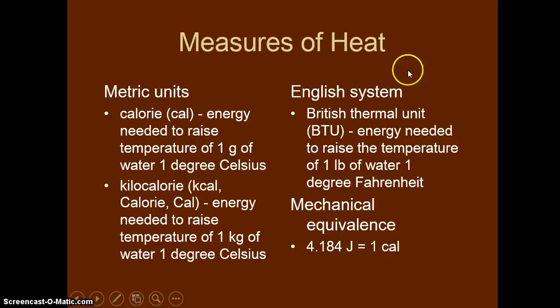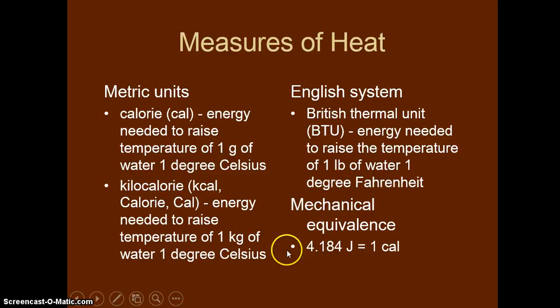And then there's an English unit called the BTU. You still find these, for example, if you buy a heater or something like that, they'll give you how many BTUs the heater will be able to put out and so forth. So it's the amount of heat energy needed to raise 1 pound of water 1 degree Fahrenheit.